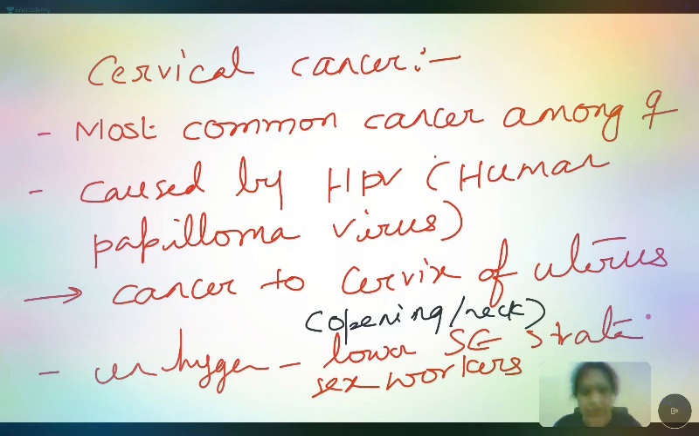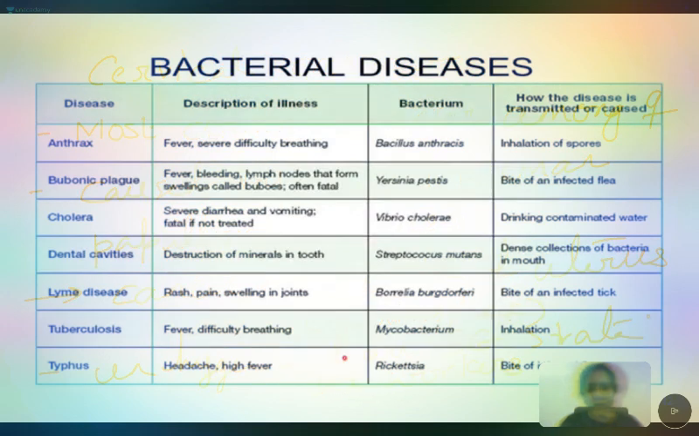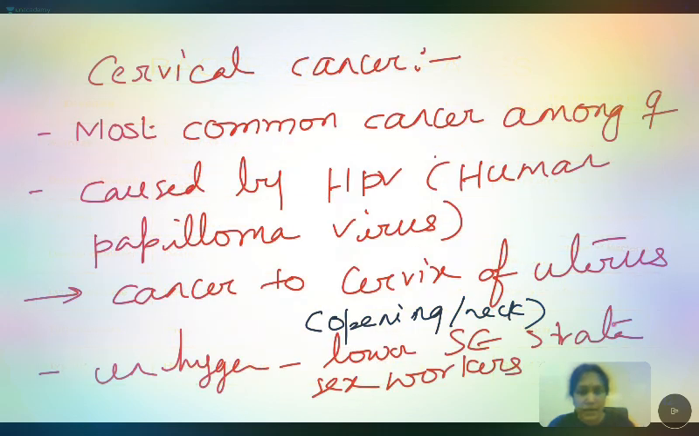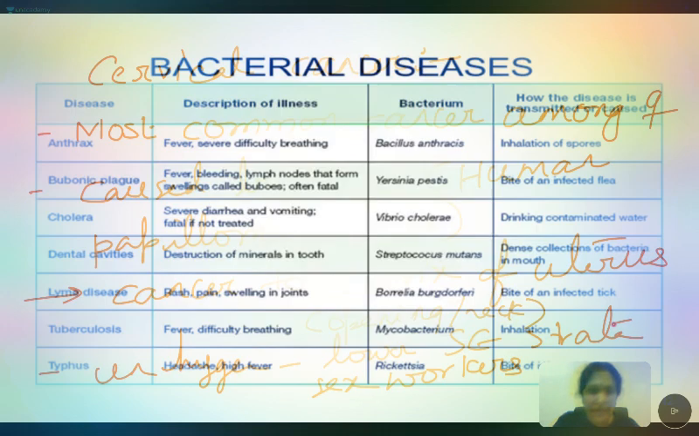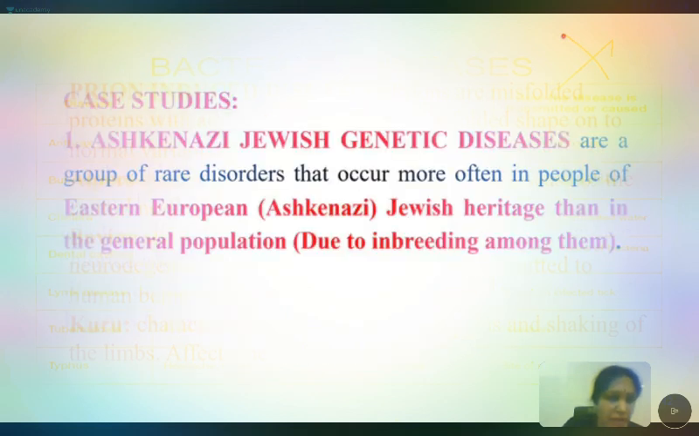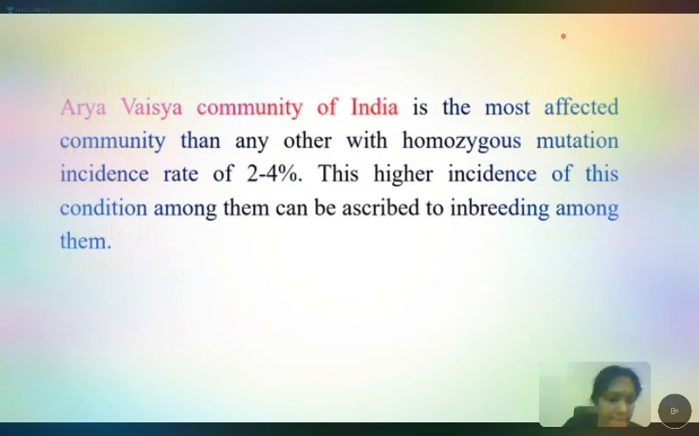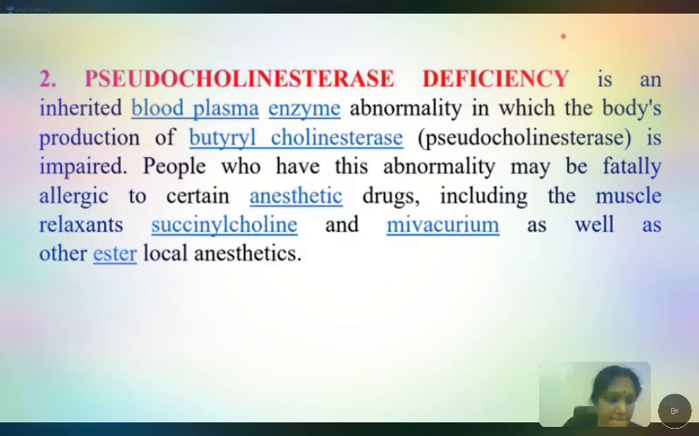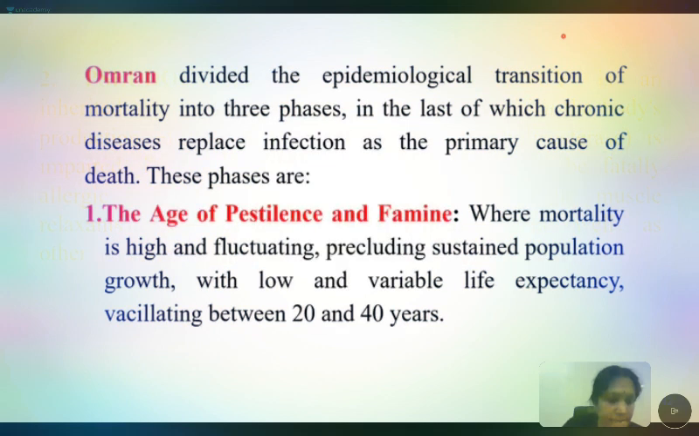Next. So this one is also very important, more common in the females category. Next, we have bacterial diseases. Actually, all this is not needed for anthropology, because you cannot write much of it. But I have given it because it is important from the GS point of view also. Let us complete this.